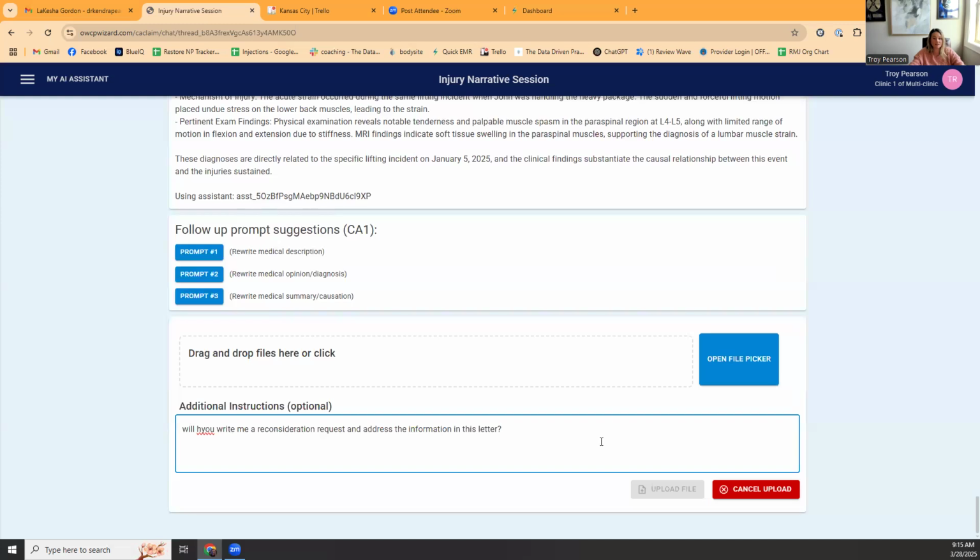So we attach this letter where the claims examiner is saying, you need to show this, you need to show that, you need to show this. And we're going to ask it this, and we're going to hit upload. And then it's going to write a reconsideration request addressing the issues in that letter that you can then copy and paste in your EMR for that request.